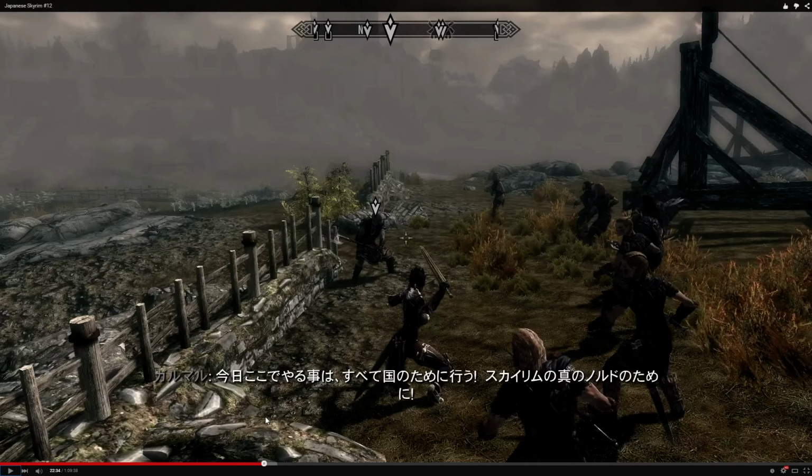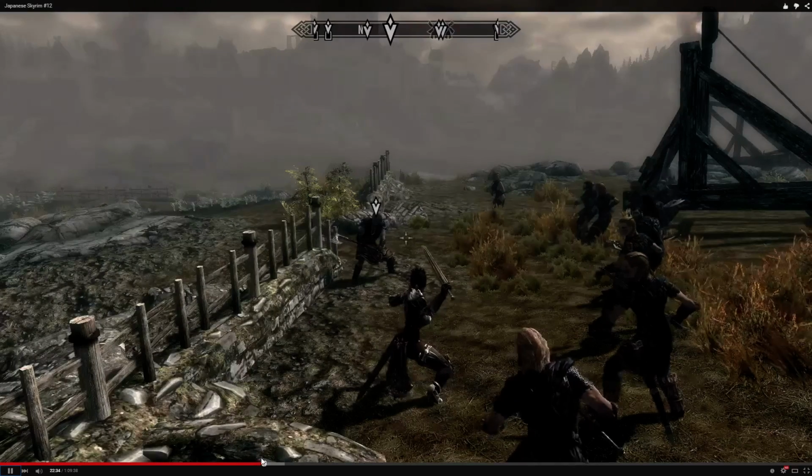For the purpose of the real Skyrim's real true-blooded Nords.